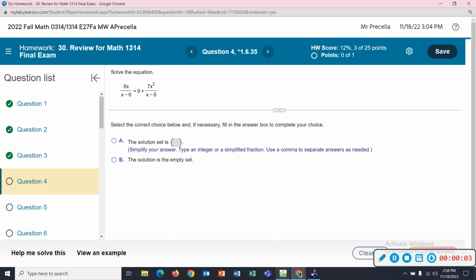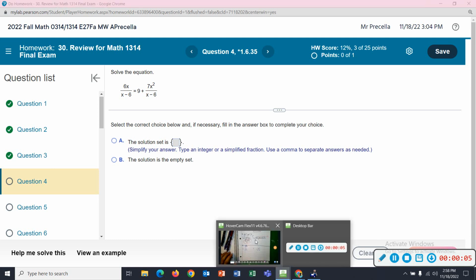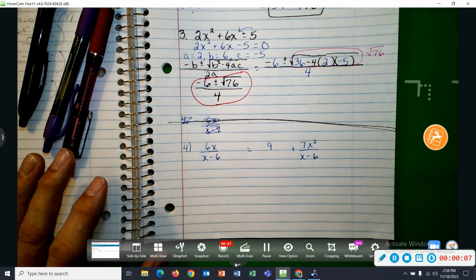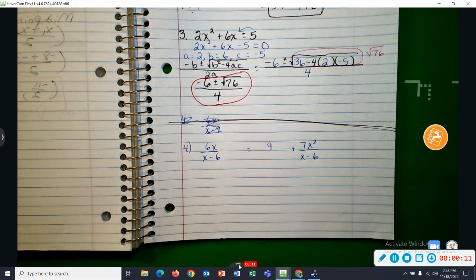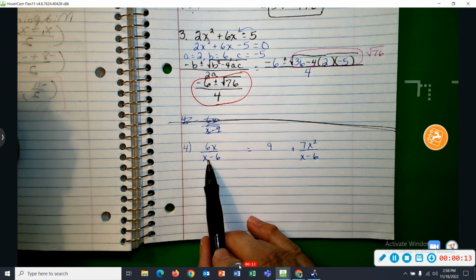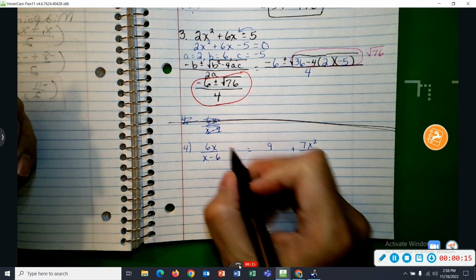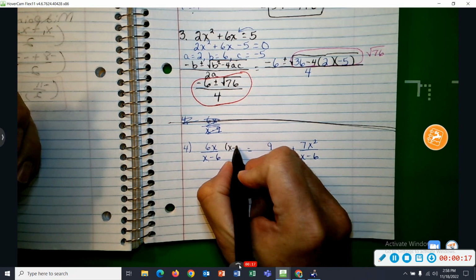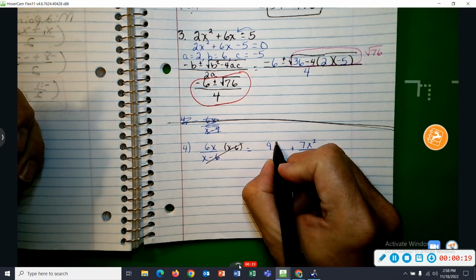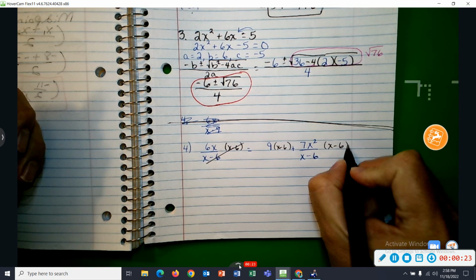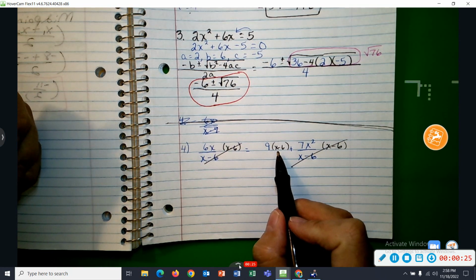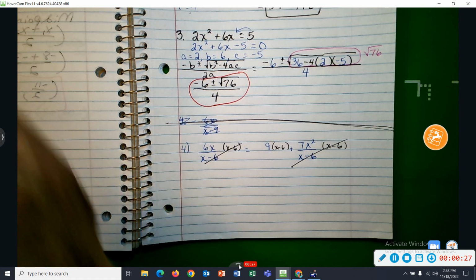Okay, continuing with problem number 4. Let's see, we're going to solve a rational equation. We need to get rid of that fraction. Since both of the denominators are just x minus 6, we can just multiply straight through every term by x minus 6, not just the fractions. Even the 9 has to be multiplied by x minus 6.